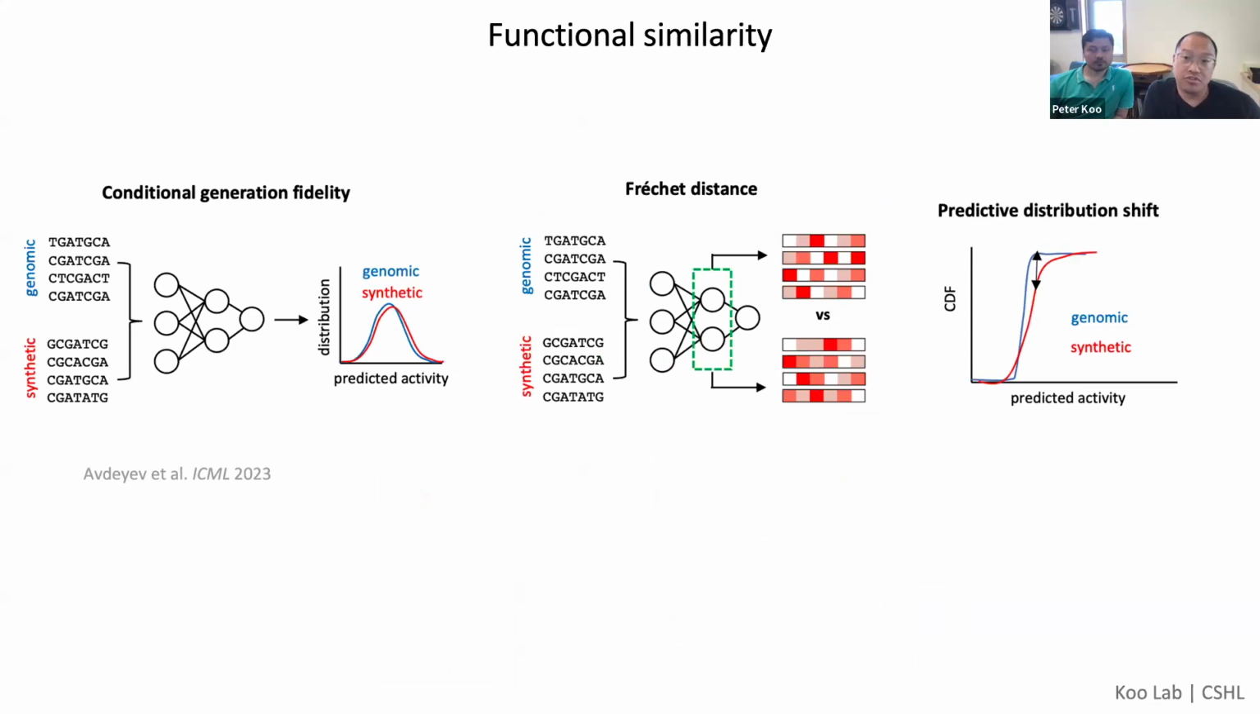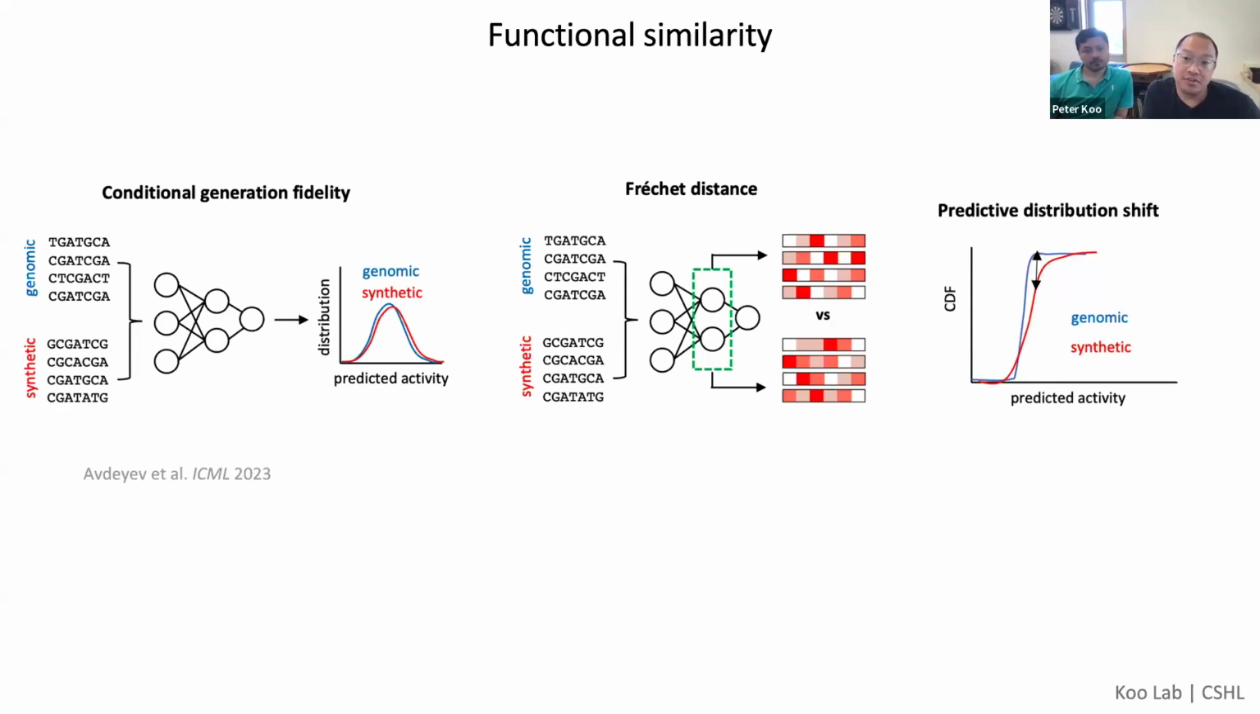So similar to previous studies, we use the conditional generation fidelity. This uses the supervised oracle to provide functional labels for the sequences. So here we generate synthetic sequences conditioned on the activity of matched genomic sequences. We get labels for each sequence and then calculate the mean squared error.